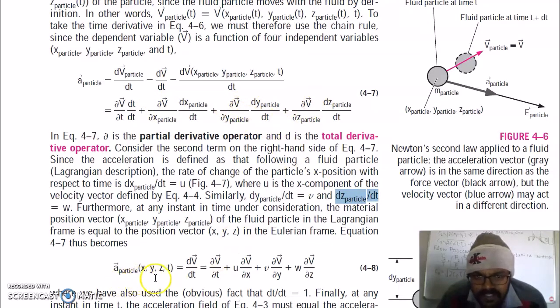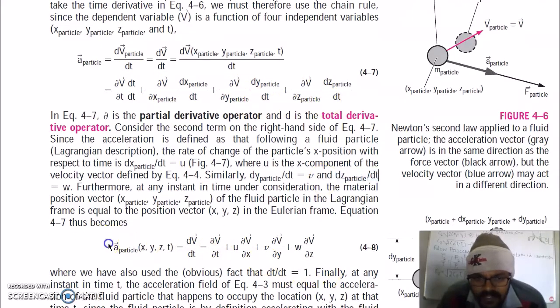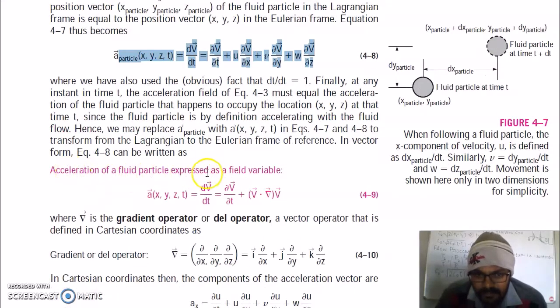So acceleration of particle, a particle as a function of x, y, z, t, becomes dv by dt. If you replace here u, v and w, you will get this equation. So this is the acceleration of a fluid particle expressed as a field variable. This acceleration of the particle can be expressed as del v by del t plus v dot del into v, where del is the gradient operator or del operator, a vector operator that is defined in the Cartesian coordinate system. So del is equal to i del by del x plus j del by del y plus k del by del z.